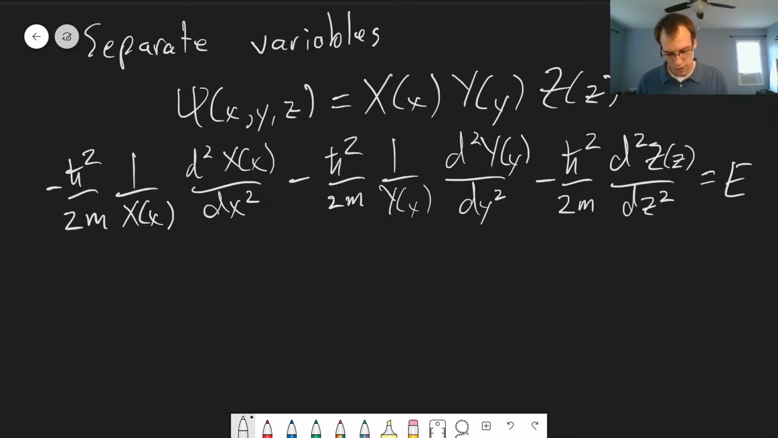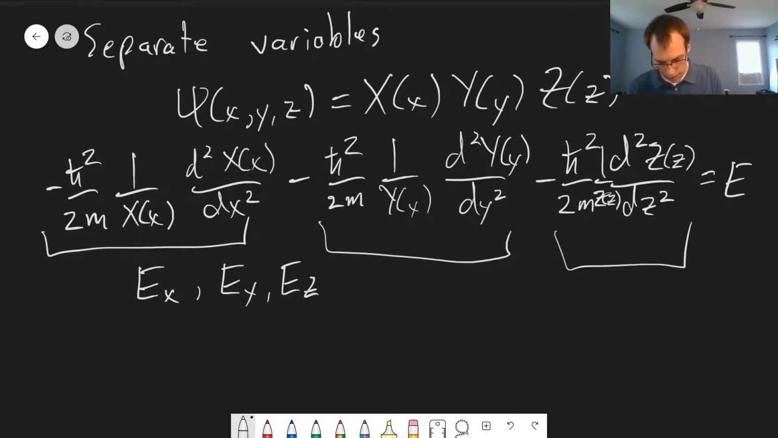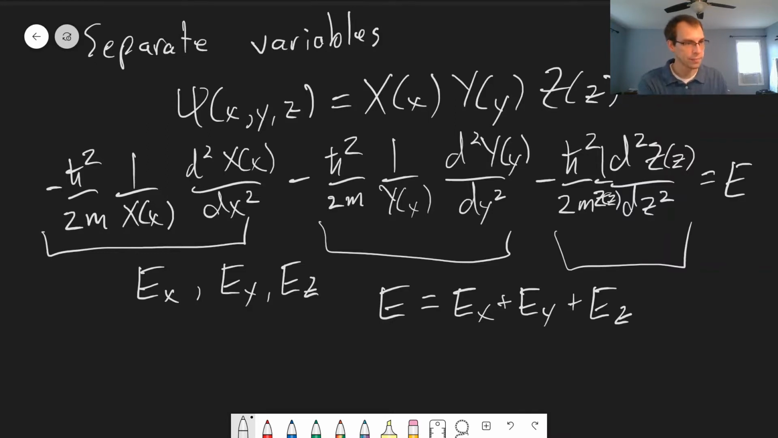E. And what I've done here is, I missed a Z of z here. What I've done is just moved our wave function, just divided it out on each side. Now, each of these parts has to be equal to a constant, and we'll call each of those Ex, Ey, and Ez, each individual part of this. And the total is going to be E. So E will be defined such that we'll add all of these constants together.